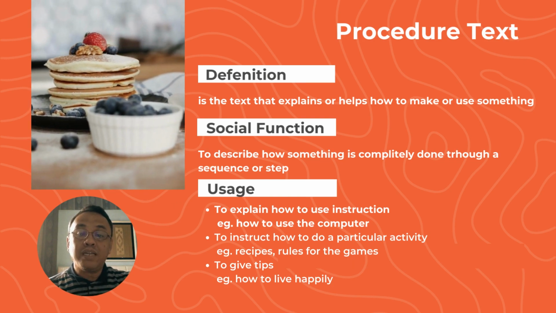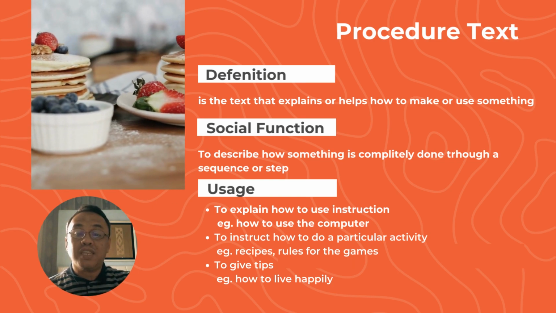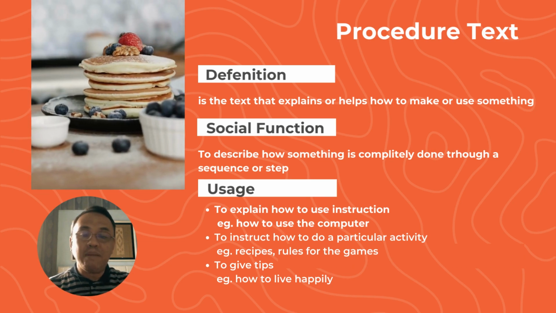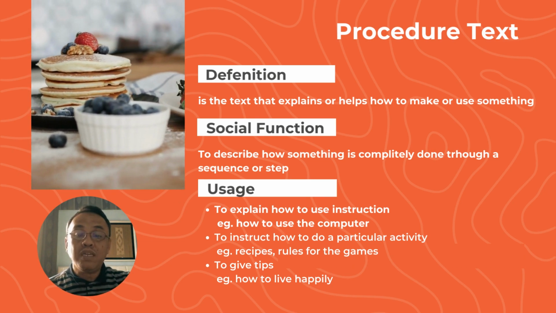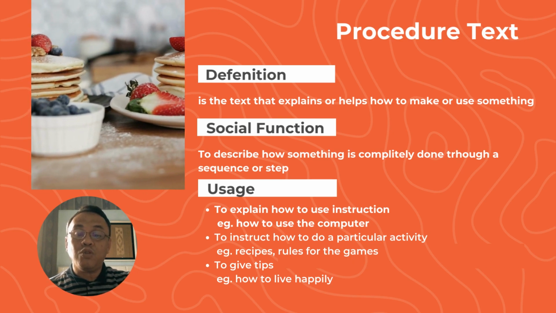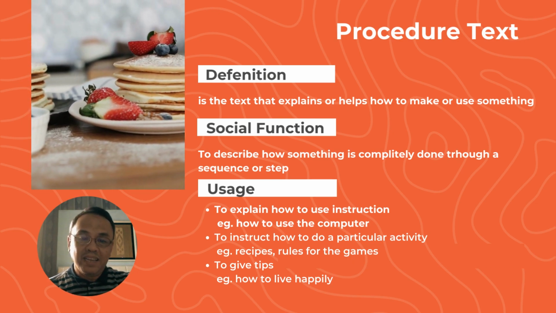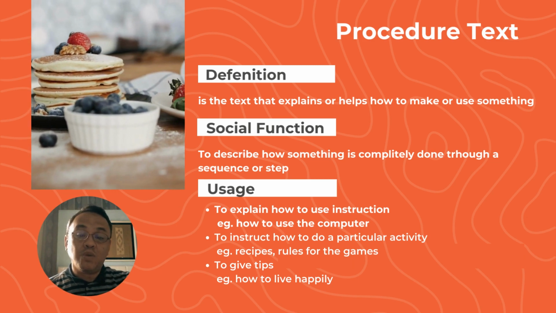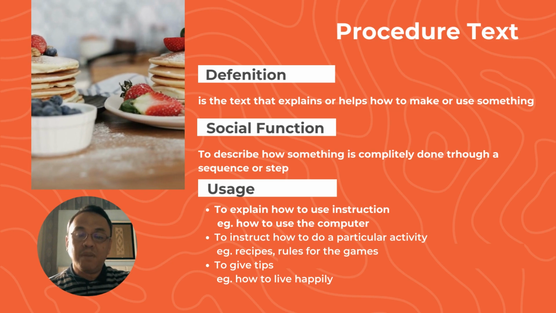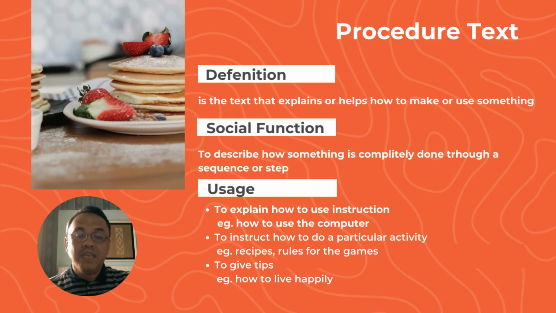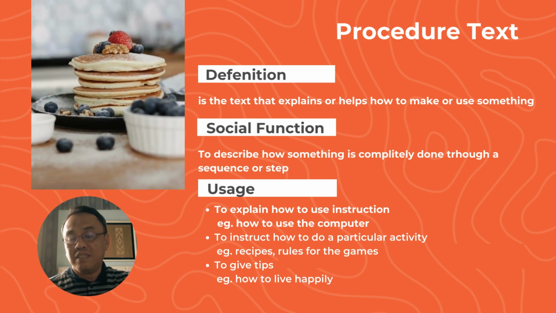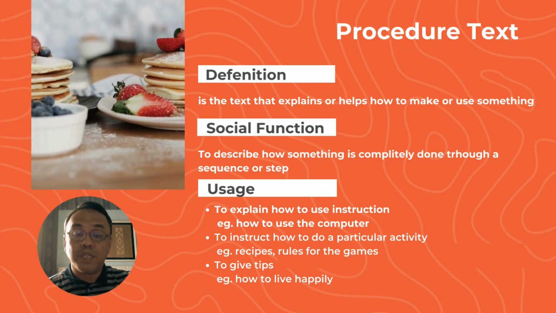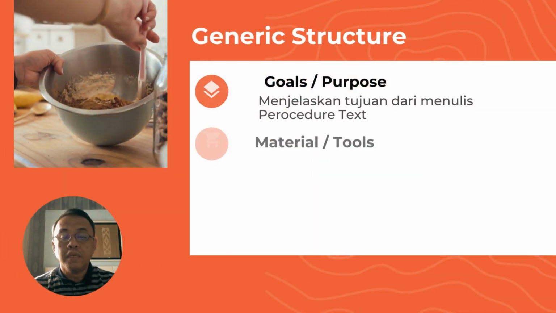For example, one, to explain how to use instructions, like how to use the computer, how to use a handphone, and etc. And the second one is to instruct how to do a particular activity, like a recipe, the rules of the games, and the last one is to give tips, for example, how to live happily. Today we are going to take the example of procedure text, which is a recipe.